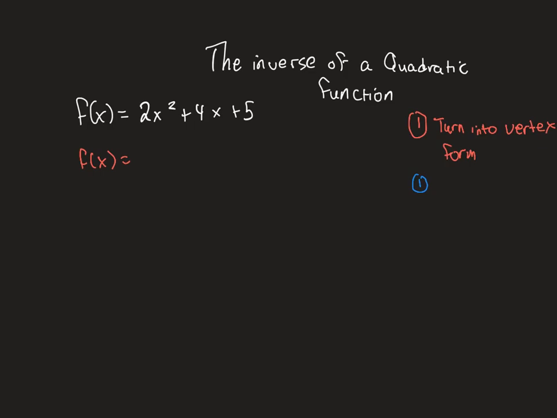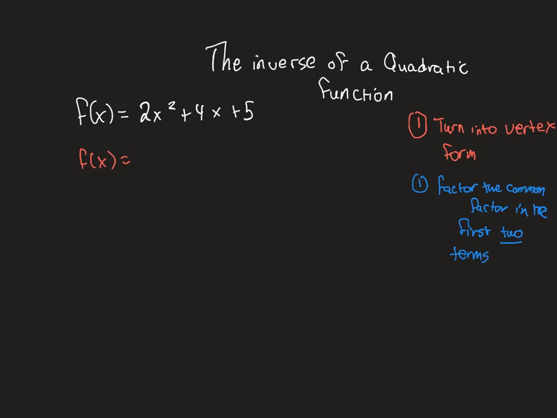So I'm using this in a different color, just so you know that these are the steps for completing the square. Your first step is you want to factor the common factor in the first two terms. And only the first two terms.